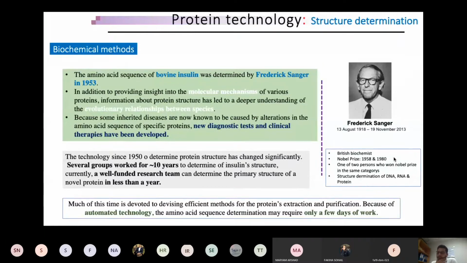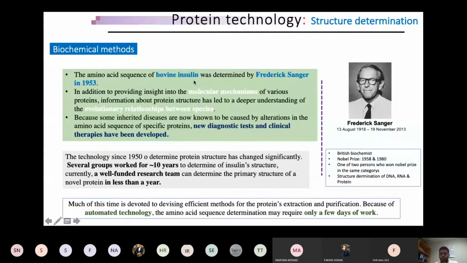He was a British biochemist, by the way, and he developed techniques for DNA, RNA, and protein. We are going to learn some of those techniques. We have already used techniques developed by Sanger, but some of the techniques he developed for protein sequencing are also still in use, and they are very fundamental to our current understanding.